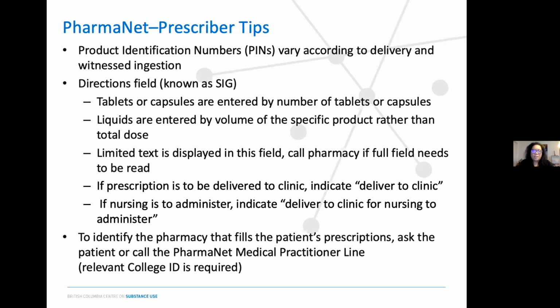And if, for example, you need to identify where this patient is going, because sometimes the patient might go to different pharmacies, you can actually call PharmaNet, and there's a medical practitioner line that a prescriber can call to find out where this person might be getting their last prescription, if the patient is not quite clear of where they had obtained it from, because you need a specific name of the pharmacy to locate the phone numbers.